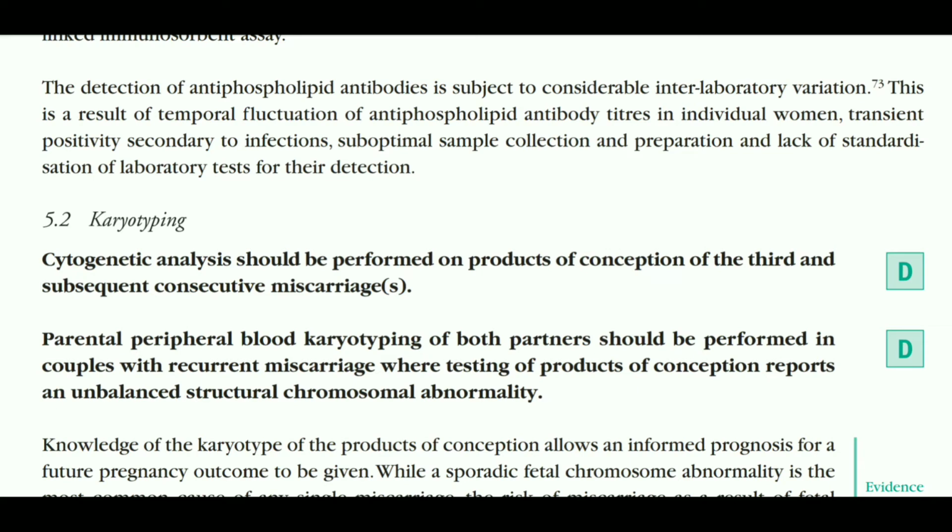Now, karyotyping. What sample should be used for the cytogenetic analysis? Cytogenetic analysis should be performed on the product of conception on the third and subsequent consecutive miscarriages. In what cases should parental peripheral blood karyotyping of both parents be used? Parental peripheral blood karyotyping of both partners should be performed in the couple with recurrent miscarriages where testing of the product of conception reports an unbalanced structural chromosomal abnormality.